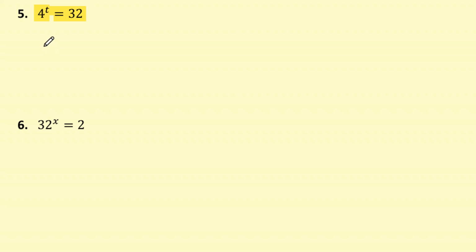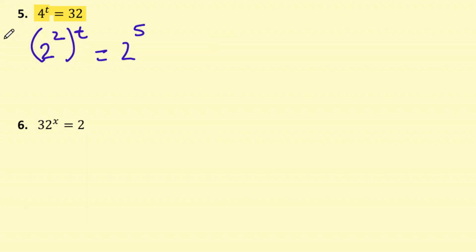So 4 we're going to write as 2 squared, using prime factors. On the left-hand side here, we have 2 squared all to the power of t. On the right-hand side, using prime factors, 32 is 2 to the power of 5. Now we're going to simplify the left-hand side.